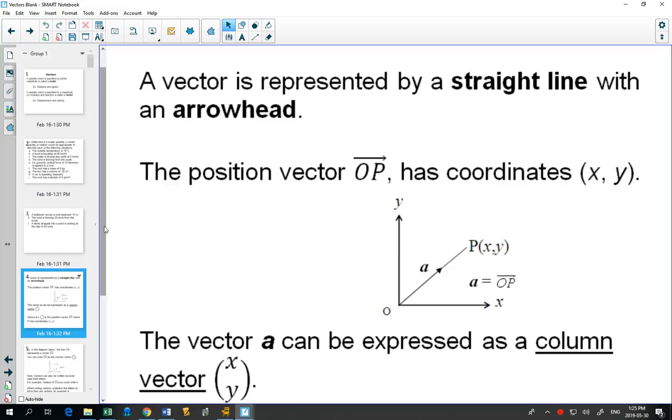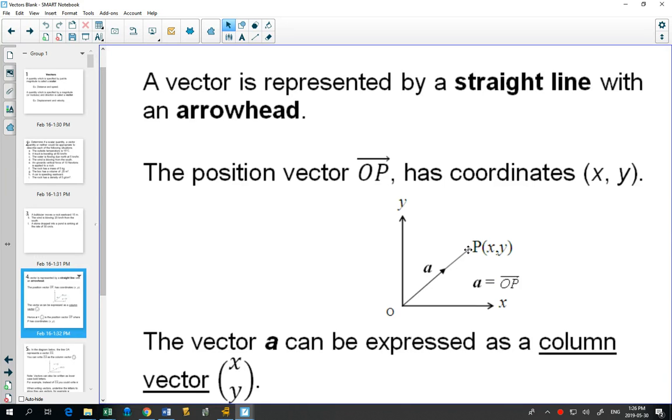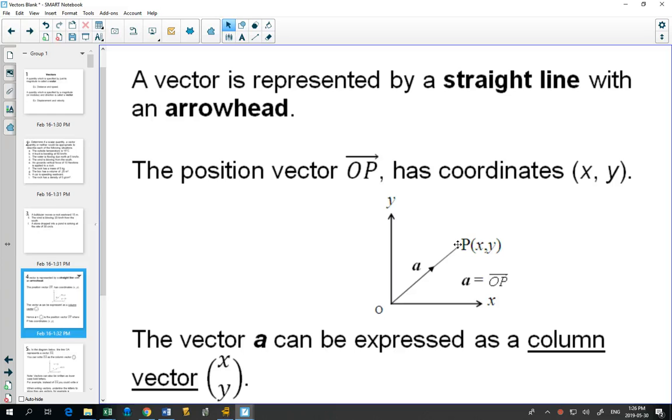So how do we show a vector? Well, we show a vector with a straight line with an arrowhead. So here we've got a position vector, OP. So it goes from O and it goes to P. And sometimes you'll see in textbooks they'll write the vector with an arrow in the middle of the line. Sometimes you'll see the arrowhead on the end of the line.